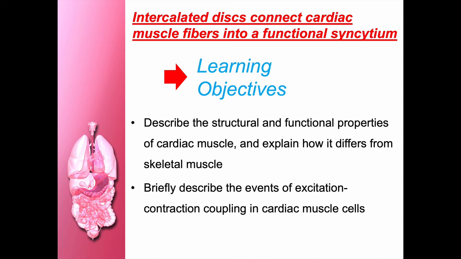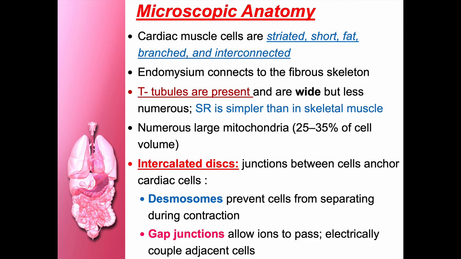But the heart muscle needs an unlimited amount of ATP. So for that, there is a greater amount of mitochondria present in the heart muscle cell, and this mitochondria jumps from one cell to another cell through the intercalated muscle fibers. Okay, so this is how the heart muscle is able to work continuously non-stop. Okay, so the cardiac muscle cells are striated, short, fat, branched and interconnected through the intercalated disc.